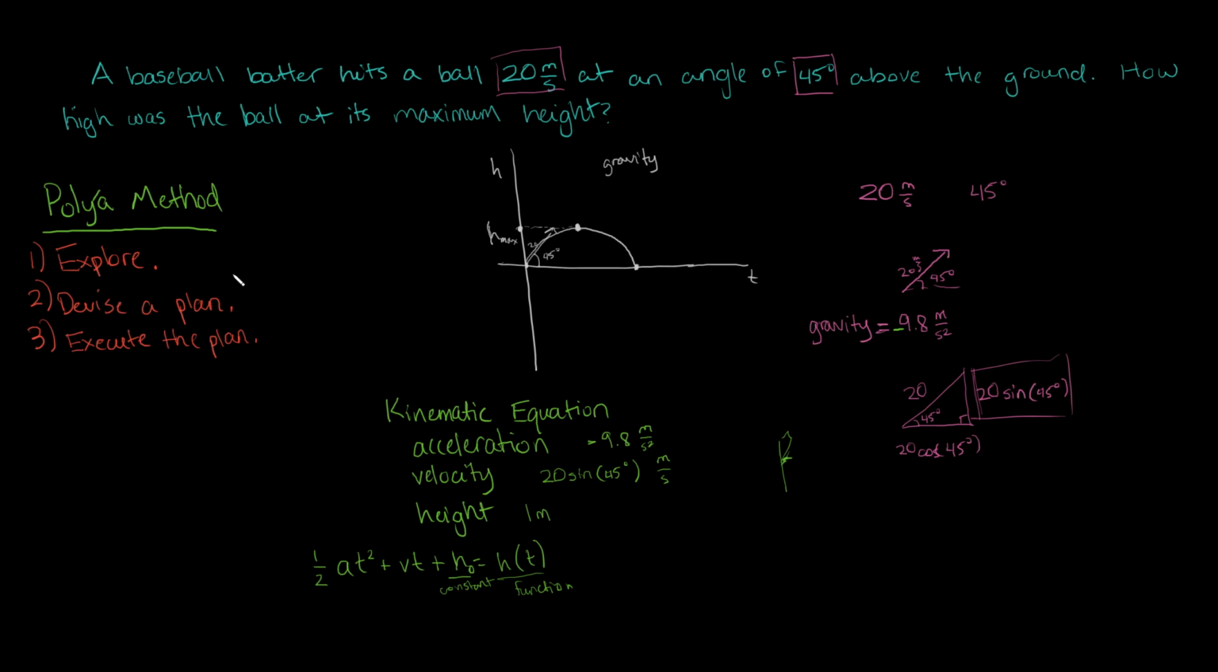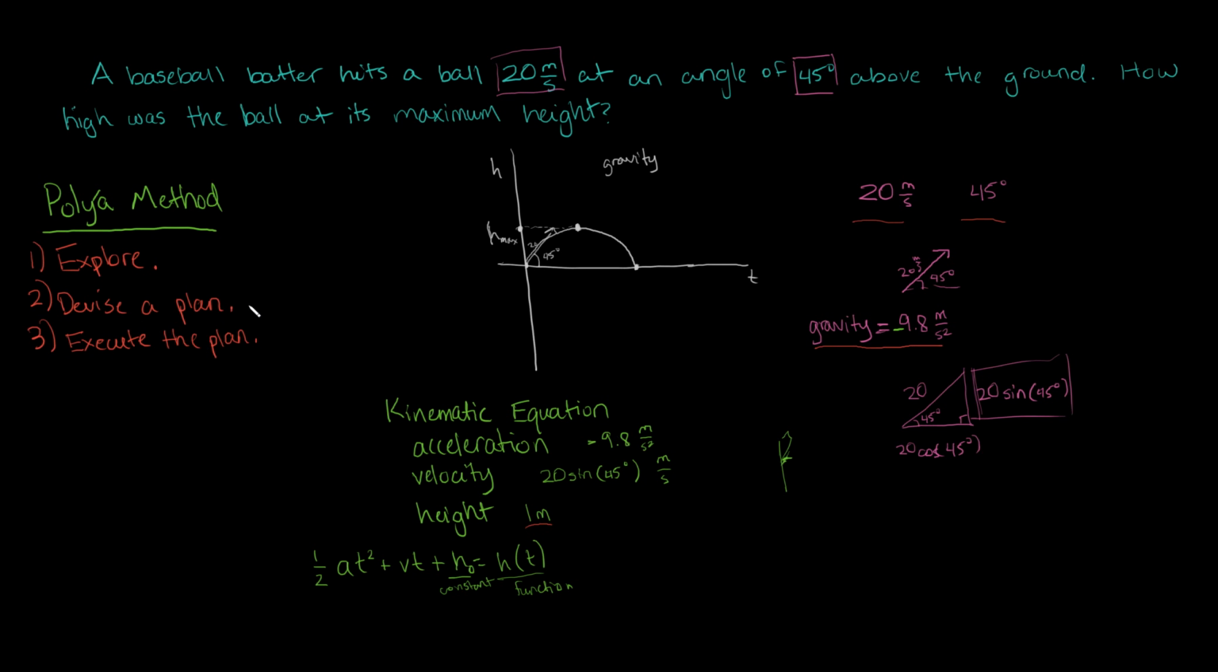And we were working on using the Polya method because it's not initially clear how we would solve this. So we went through step one. We explored the problem. We drew ourselves a graph. We found our information. We found that we're going to be going at 20 meters per second, 45 degrees, and we realized we might have to assume some sort of gravity and assume an initial height that seemed reasonable for our baseball batter.